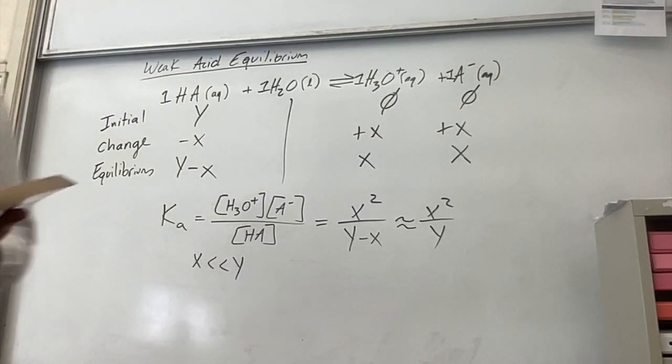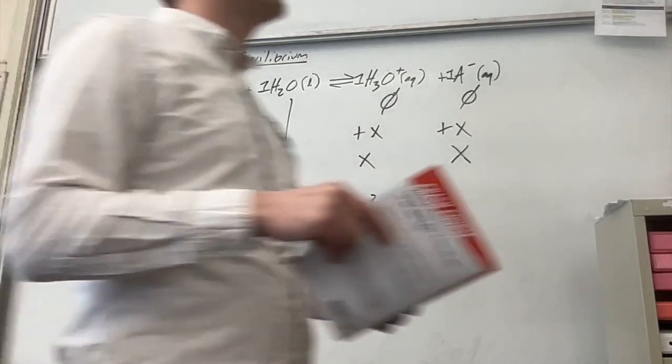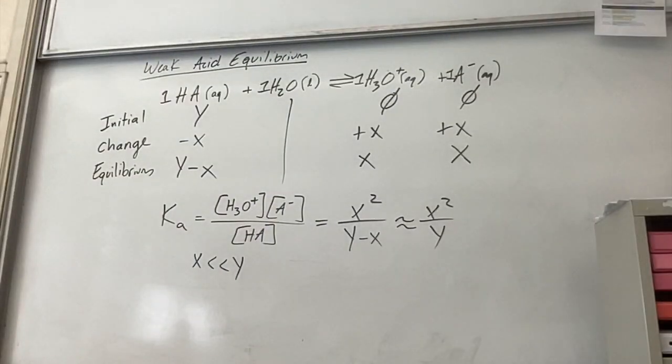How much time do I have? We have like 9 minutes. 9 minutes. That's okay. We'll talk about titration, I guess, real quick. And titration curves.